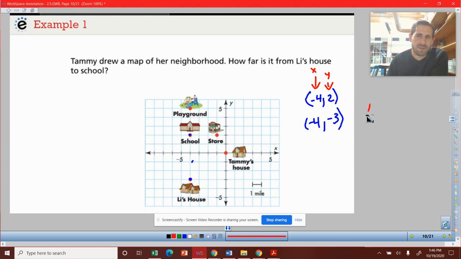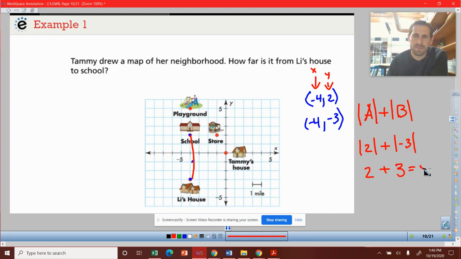So we're going to write this equation: absolute value of A plus the absolute value of B. So A is like my starting point. So absolute value of 2 plus the absolute value of where do we want to end? We want to go from the school to Lee's house. So we're going to go -3. So what's the absolute value of 2? It's 2. And what's the absolute value of -3? It's 3. So 2 plus 3 is 5. The same distance that we counted by hand, we can calculate.